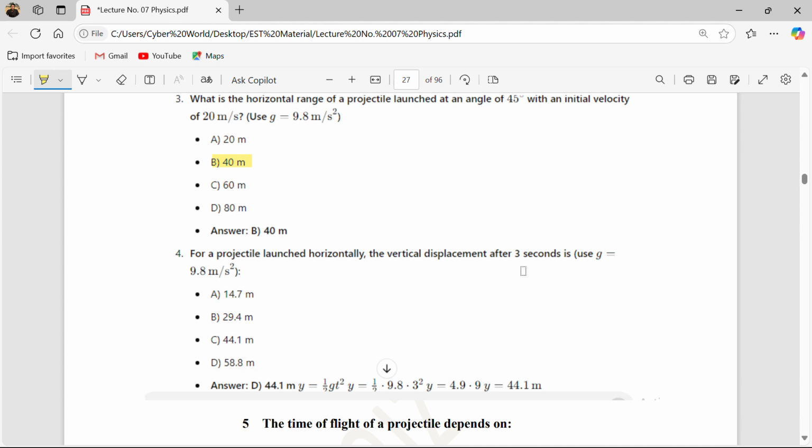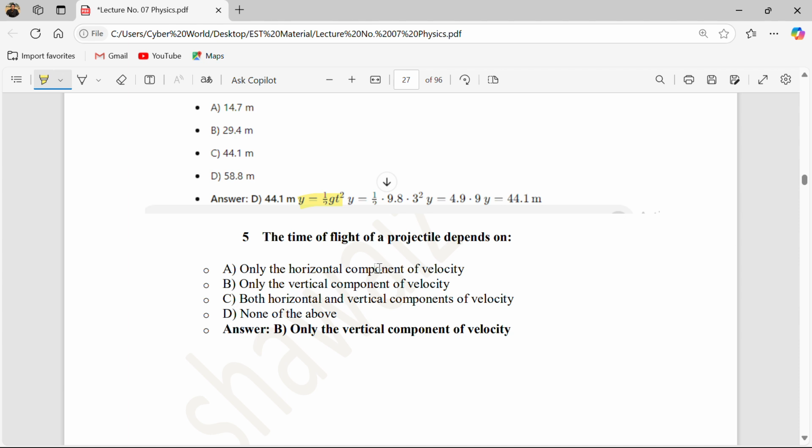For a projectile launched horizontally, the vertical displacement after 3 seconds is asked. Now you have to find the vertical displacement after 3 seconds using the gravitational acceleration. Time is given and gravitational acceleration is given, meaning g and t are given, and you have to find the displacement. Again the same formula: y equals 1/2 gt².